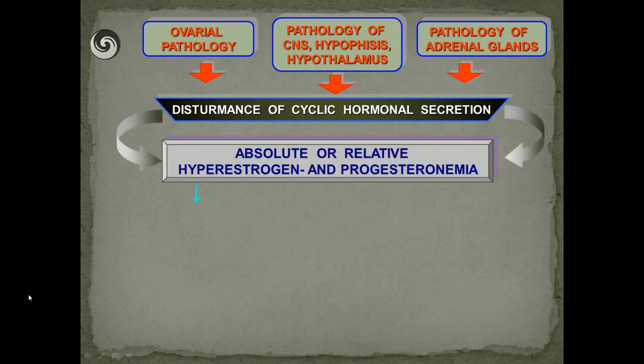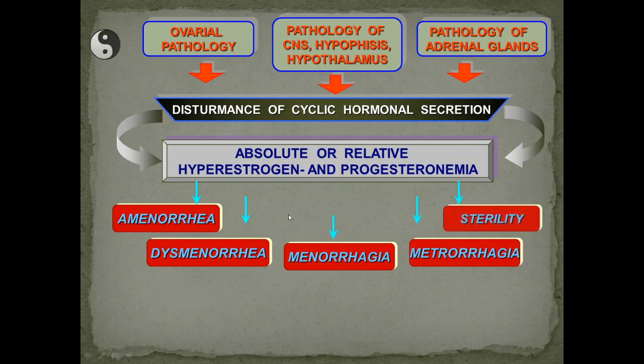So, pathogenesis. Classically, we have a disturbance of cyclic hormonal secretion. It could be due to problems with the ovarium or problems with the endocrine system, but each of these problems leads to absolute or relative hyperestrogenemia. This is the most important. Yes, there is also hyperprogesteronemia, but the most important is still hyperestrogenemia. And here we have, as you see, 5 main symptoms, and right now we discuss which are they.